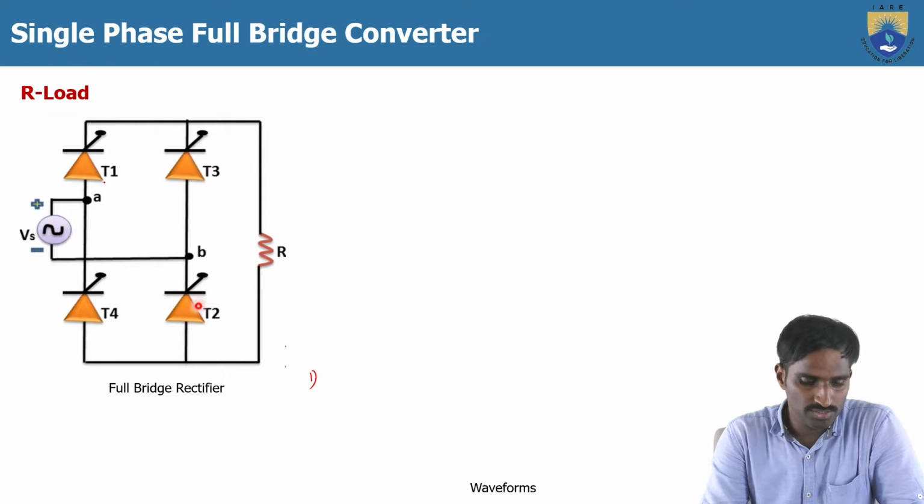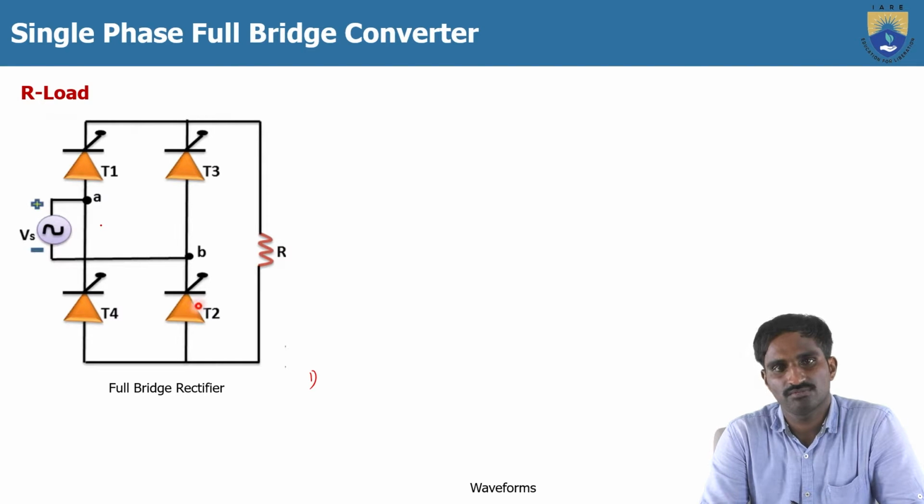Which means when T1 is turned on, then T4 must be in the turn off position. And when T4 is in the turn on position, then T1 must be in the turn off position. Similarly, in the second leg, when T3 is turned on, then T2 must be in the turn off position. And when T2 is turned on, then T3 must be in the turn off position.